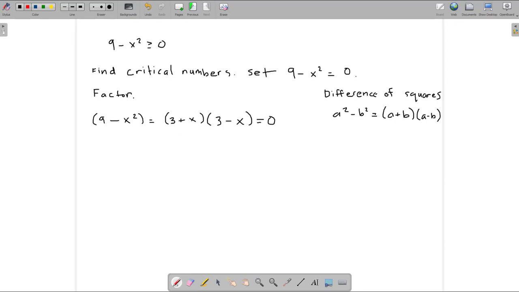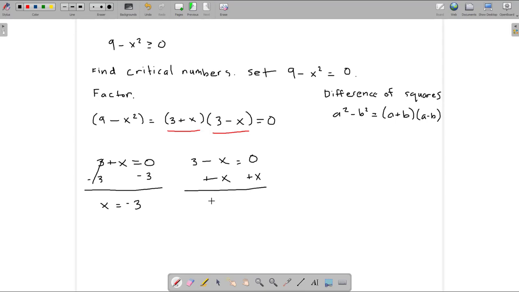So then, like we've done before, split this up into two separate equations and set each of those equal to 0. So 3 plus x equals 0, and then 3 minus x equals 0. So to solve for x, in this one I want to subtract my 3 over. It cancels on this side, right? So I have x equals negative 3 here. And then probably easiest way on this side, just add your x to the other side. So then you get 3 equals x, or in other words, x equals 3. So your two critical values, critical numbers, are x equals 3 and minus 3.